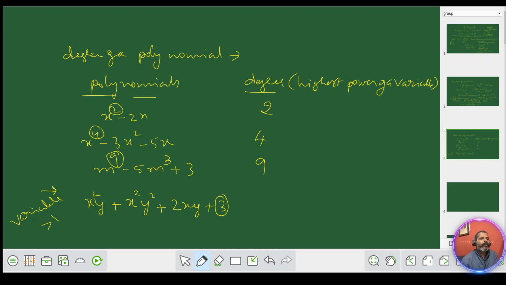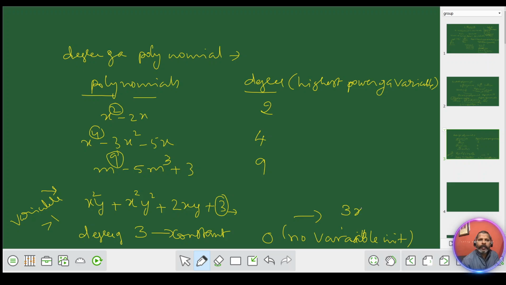Let's see, what is the degree of this constant? Again, I'll say degree of a constant is 0 because there is no variable in it, right? Or else, if you are not convinced, we can write 3 as 3 into x to the power 0, because x to the power 0 is 1. Therefore, this becomes 3. So the degree becomes 0, right?